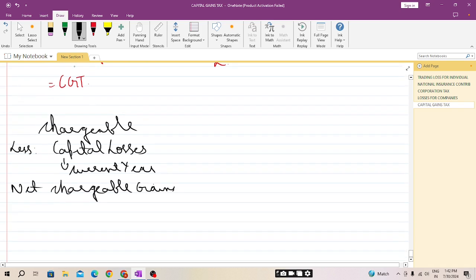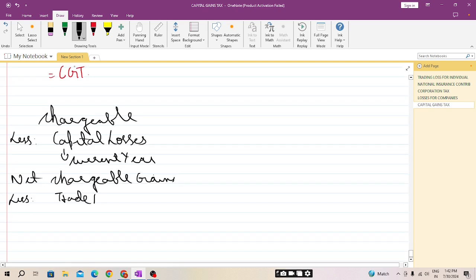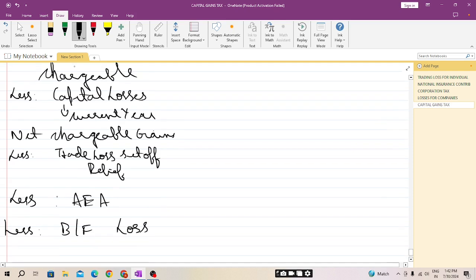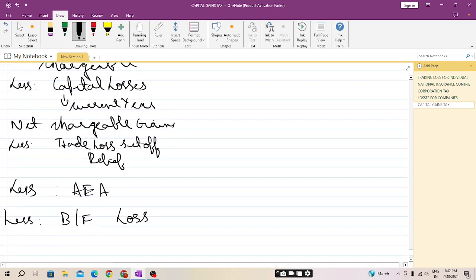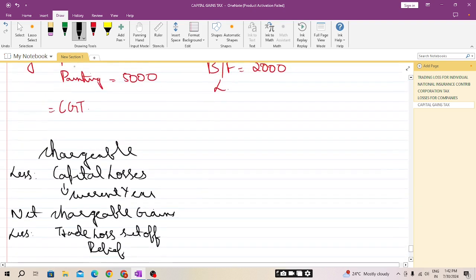Then we arrive at less trade loss set off relief claim, then less AEA, less brought forward loss, then students, taxable gains. I hope this point is clear, students.